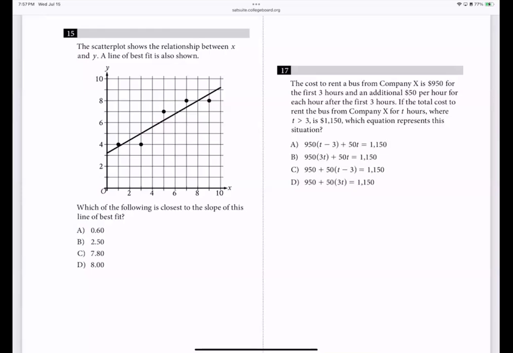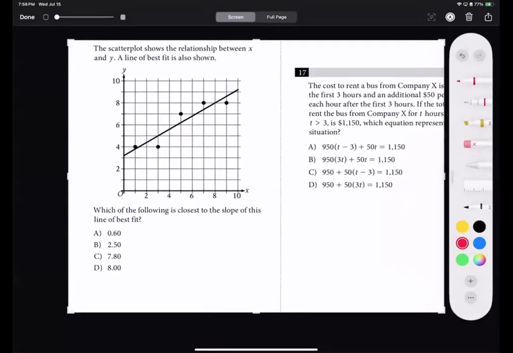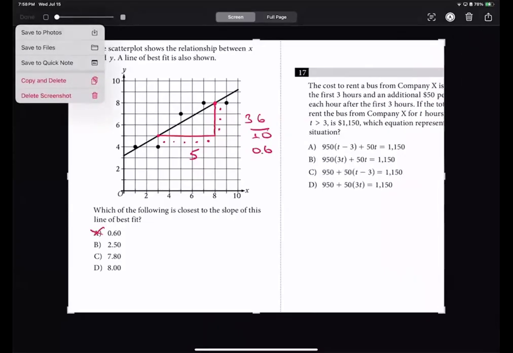A. Yes, because here I would take this point and this point. Do you agree? So it would be 3 over 5, which is 6 over 10. That is 0.6. Is that okay?